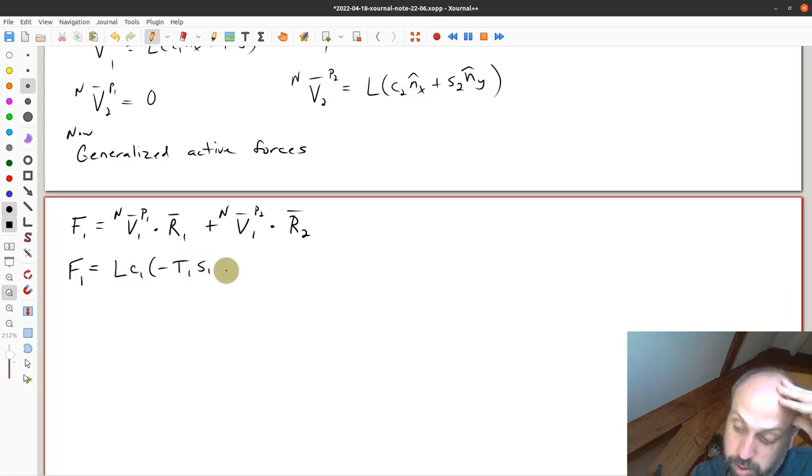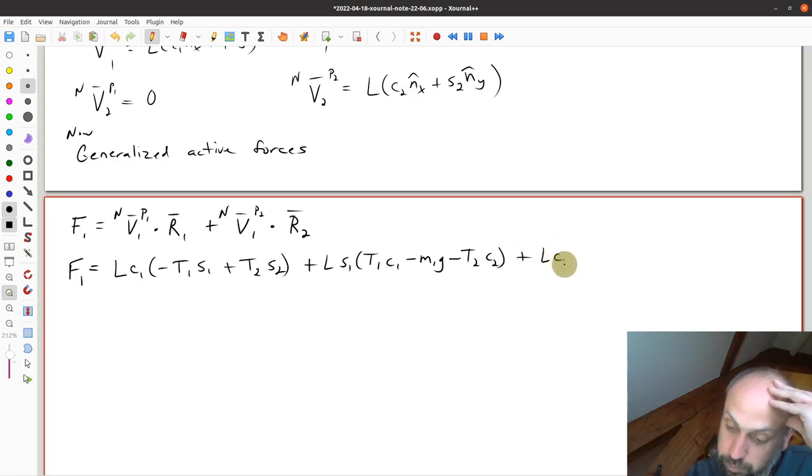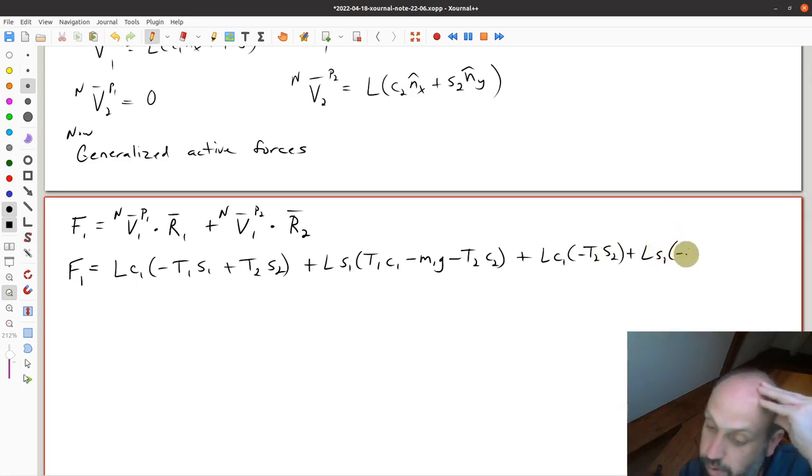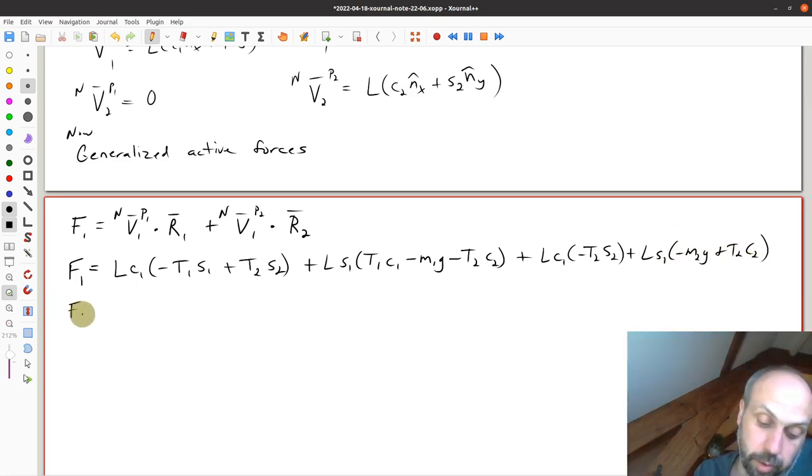T1 S1 plus T2 S2 plus L S1 T1 C1 minus M1 G minus T2 C2 plus LC1 minus T2 S2 plus LS1 minus M2G plus T2 C2. Okay, so if you take those dot products, you should get this.